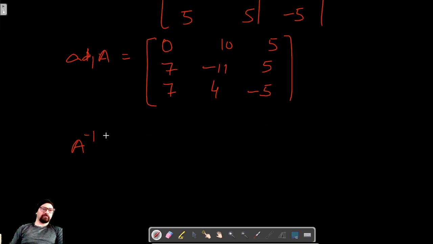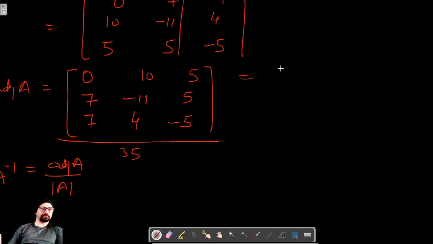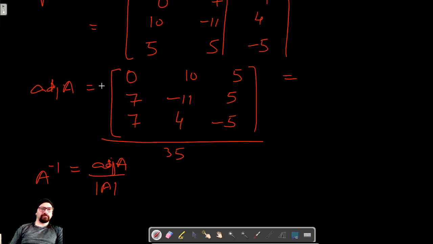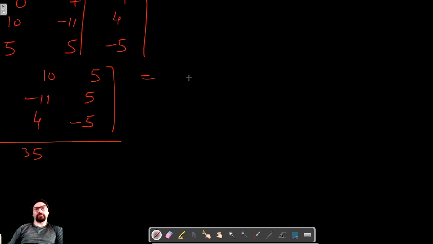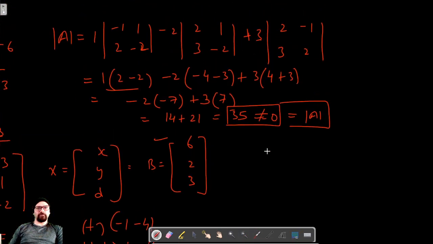Okay, let's find A inverse, which is adjoint A divided by determinant of A. So this has to be divided by the determinant of A, which is 35. So it has to be multiplied by 1 by 35. Okay, this is A inverse. Let's keep it as it is. It's 1 by 35 times 0, 10, 5, 7, minus 11, 5, 7, 4, minus 5. Okay, this is our adjoint A, but we have to find the x.